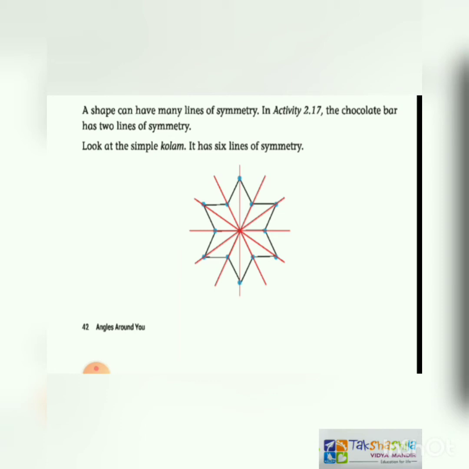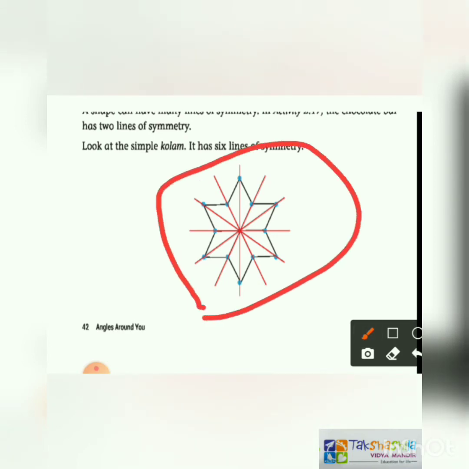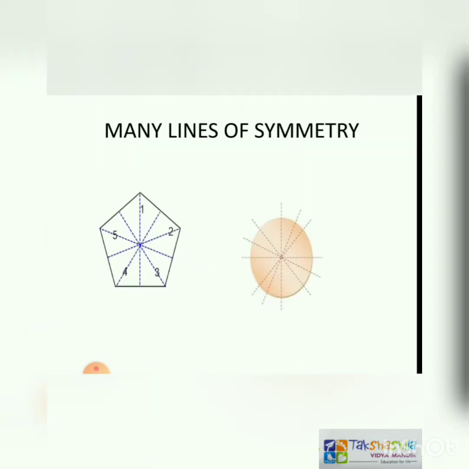But look at this column. Here they have used 6 lines of symmetry. See the first line of symmetry, it is 1, and the second line and third line and 4, 5, 6. So this column has 6 lines of symmetry. And a shape also can have many lines of symmetry.